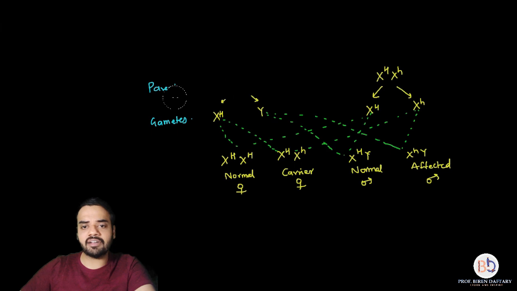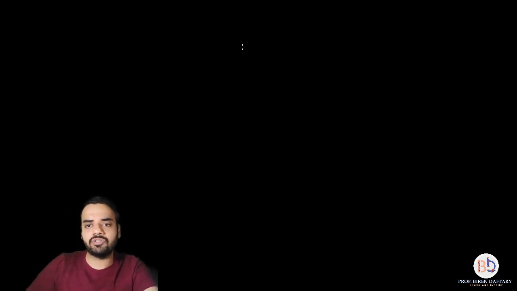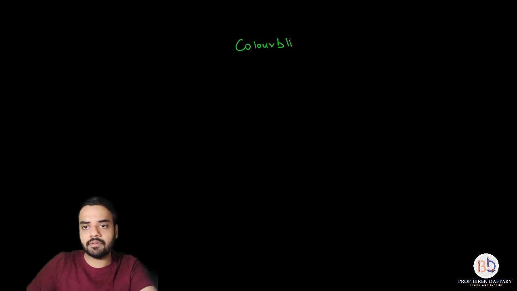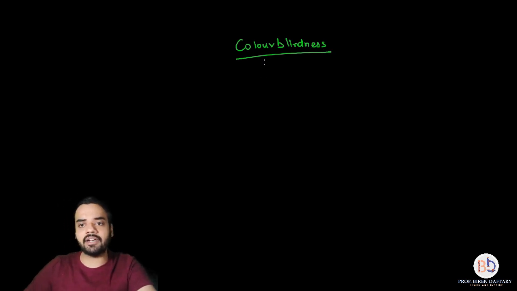Now let us take the example of the other X-linked disorder, that was color blindness, right? The entire logic will remain the same. So let us write down over here color blindness. Okay. Now you have to help me out with this. We are writing down all the genotypes for the male.